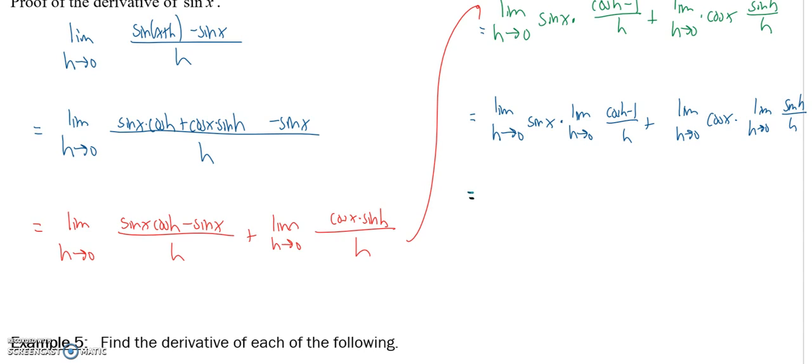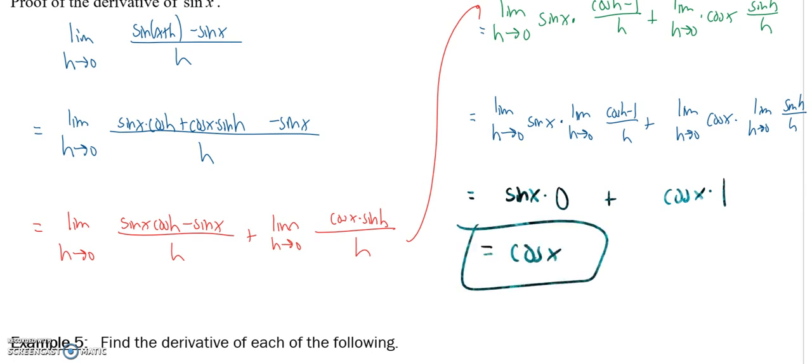As h approaches 0, the limit of sine of x is just going to stay the sine of x. As h approaches 0, the limit of cosine of h minus 1 over h, this is one of the squeeze theorems, that's equal to 0, plus the next limit is simply going to be the cosine of x. And then our last one, as h approaches 0, the limit of sine of h over h, again with the squeeze theorem, is 1. So when we look at all this stuff combined together, it simplifies just down to the cosine of x.